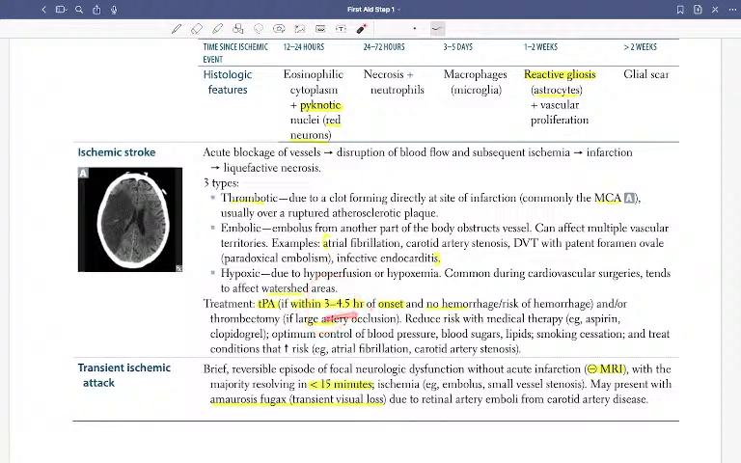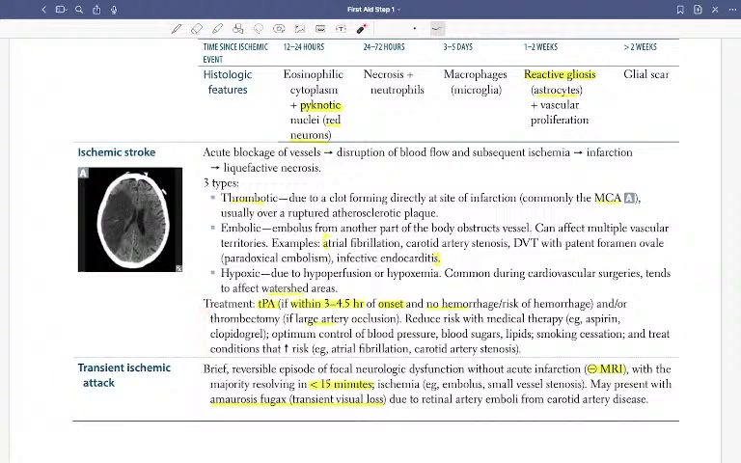If the time is less than 4.5 hours and you're seeing that there's no hemorrhage, then you can go for thrombolysis, okay, thrombectomy, thrombolysis. And obviously, if it is a very large occlusion, you can go for thrombectomy. But if you have 4.5 to 6 hours, what do you do then? 4.5 to 6 hours, which is not written here.